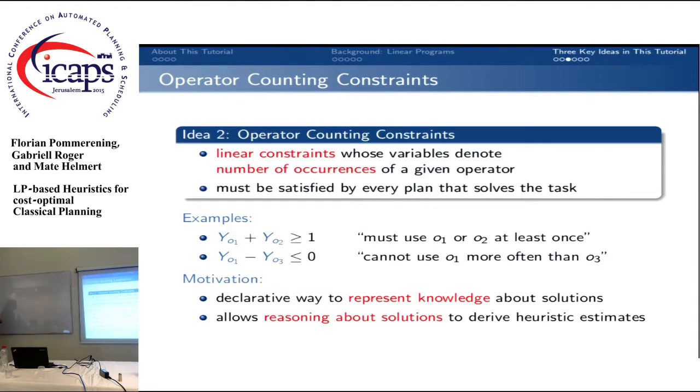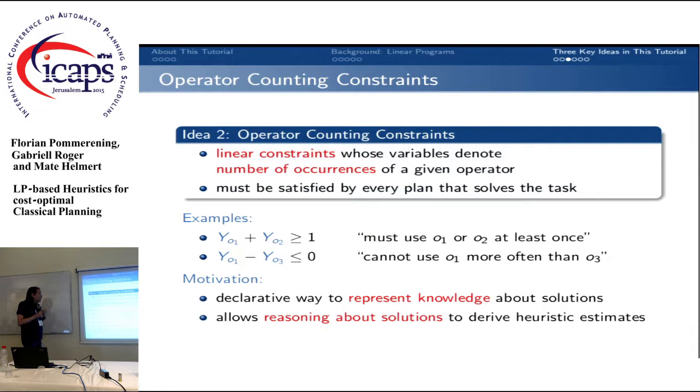The second key idea, and that's more recent, that started a few years back, maybe 2 years ago, is so-called operator counting constraints. So these are linear constraints in linear programs like we've just seen. With a particular semantics, it's constraints that talk about how many occurrences of a given operator you're going to need in a plan. So let's say you have a problem you want to solve, and you can find out some properties of the problem by doing a bit of analysis.